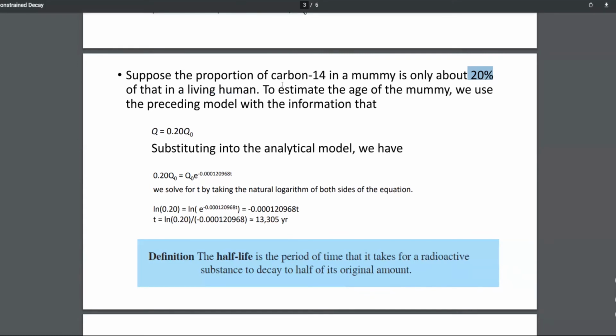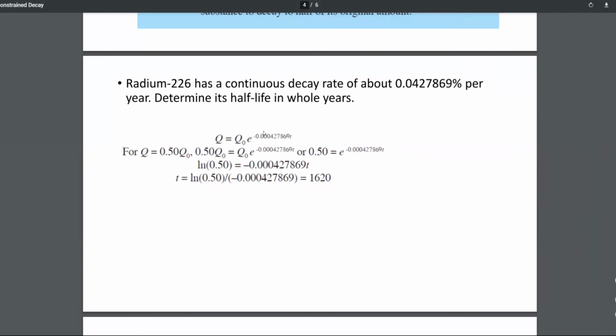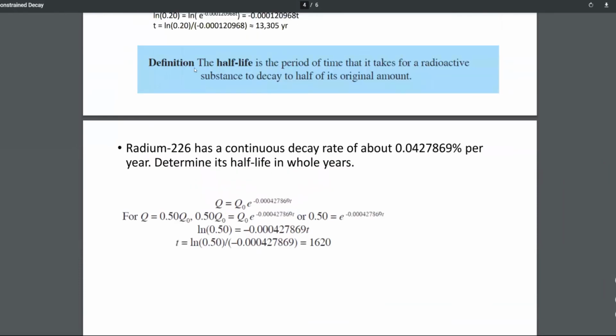All right, so then let's move on to the next one. This is a practice exercise for you. It's radium. Radium is another radioactive material. Its decay rate is this much per year. Determine the half-life. Oh, I did not introduce the half-life to you. Half-life is the time period it takes to decay half of that. So that's what the half-life means, the half of that, right?